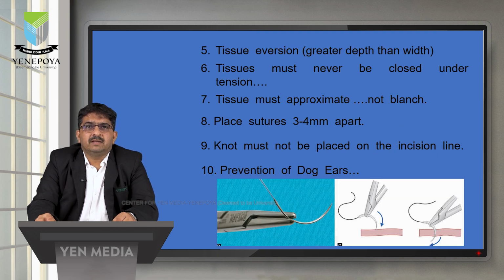Tissue eversion should be present once we finish the suturing, and tissues must never be closed under tension. If it is closed under tension, which is evident with the presence of a blanch, then we are heading for a problem, that is wound necrosis. Place sutures around 3 to 4 millimeters apart, they must not be placed on the incision line, and we should always remember to prevent any dog ears.